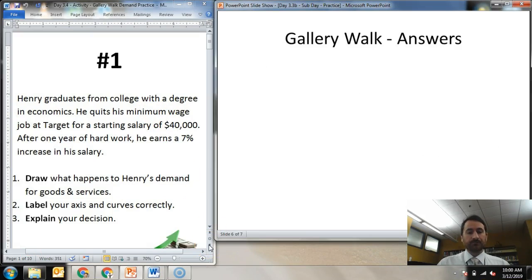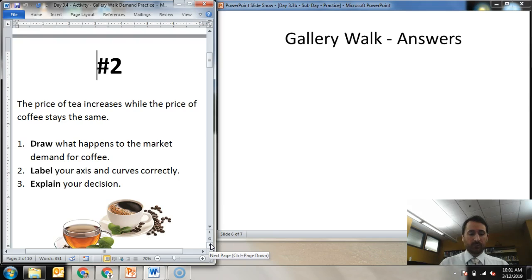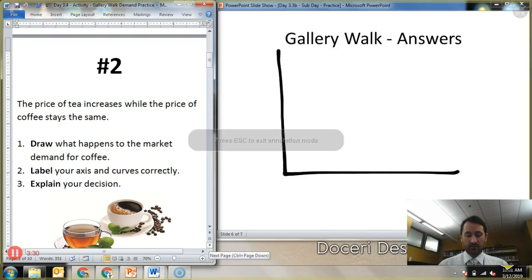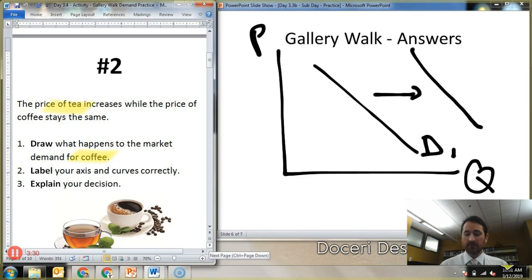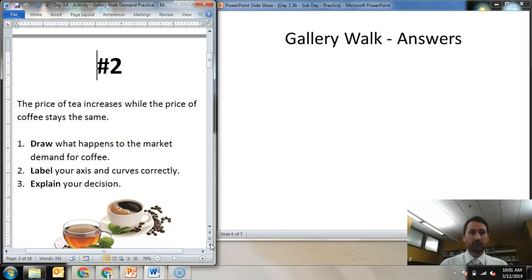All right, number 2. The price of tea increases while the price of coffee stays the same. And so what happens to the market demand for coffee? And so we got to remember here we've got 2 products, tea and coffee. The relationship between the two is we should identify that they are substitutes. You buy one and not the other one. You don't buy them both together. And so if the price of tea goes up, we don't want to buy it, we want to buy coffee. So we'll have another demand increase, and the reason is a change in the price of substitutes.